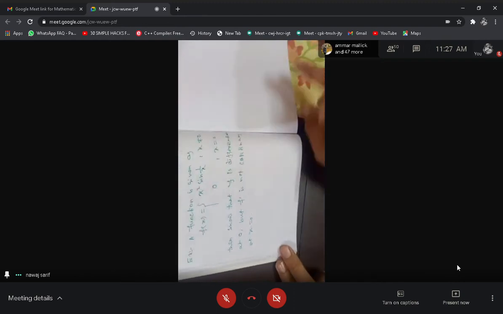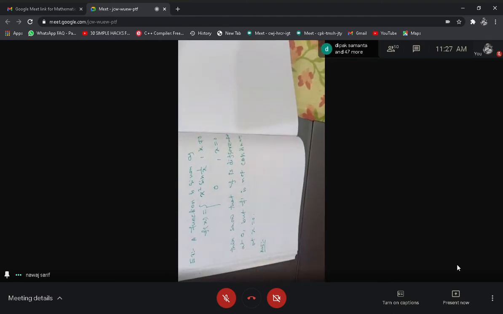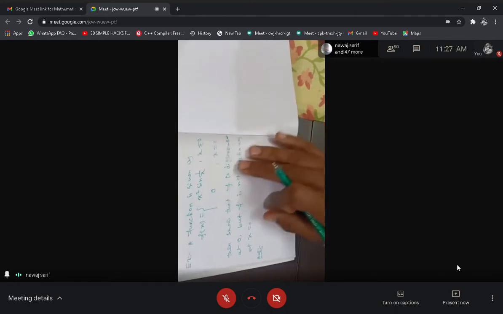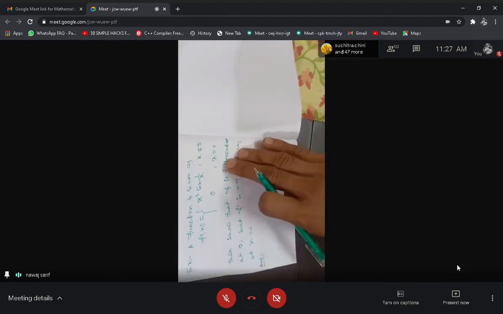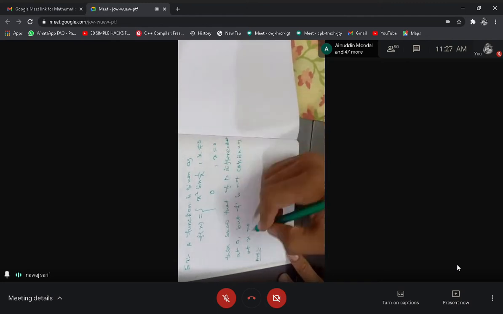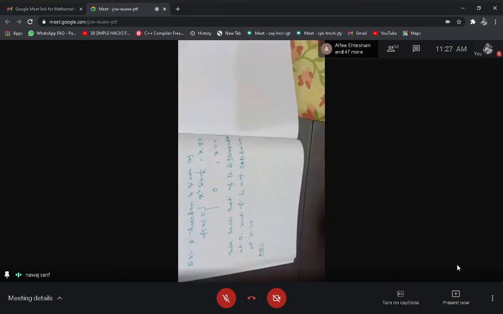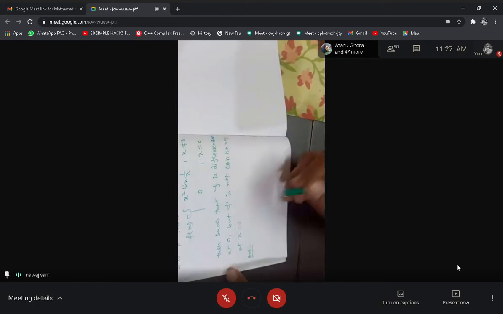Yes, sir. Okay, just try to find the answer. We have given that f(x) is x square into sine 1 by x when x is non-zero and 0 when x is 0. So first of all, we have to show that f is differentiable, but the derivative of f is not continuous. So how to show that f is differentiable at 0?